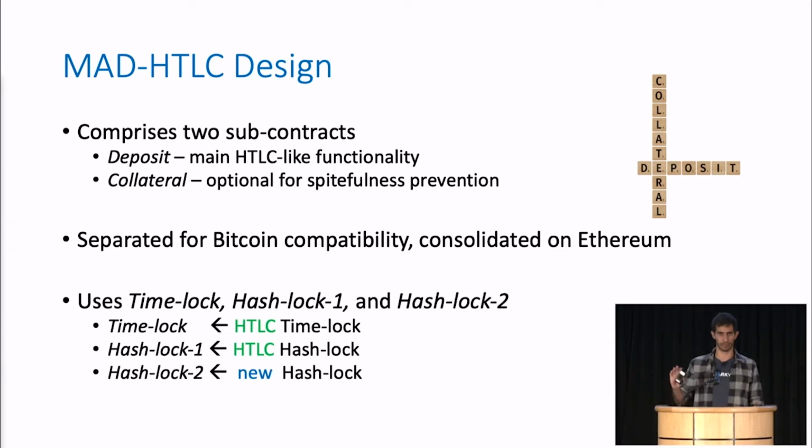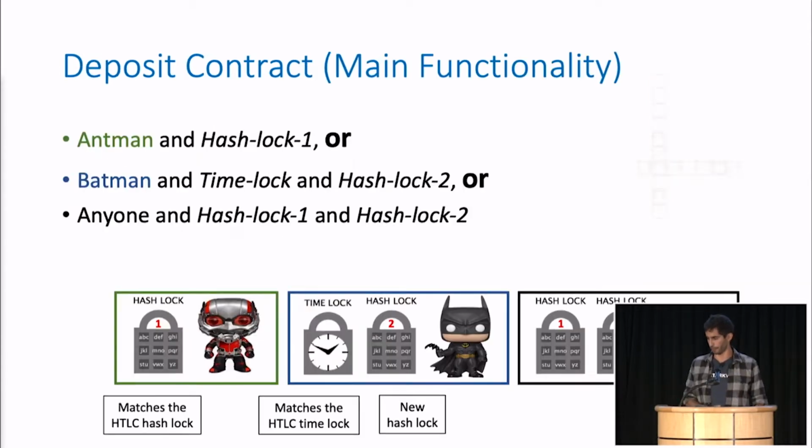Their parameters are really similar to an HTLC. Instead of having 1 hash lock and 1 time lock, we now have 2 hash locks and 1 time lock. So we added 1 hash lock. The time lock is just as the HTLC time lock. Hash lock 1, which is the first hash lock, is just like the HTLC hash lock. And hash lock 2 is a new hash lock we added for this design.